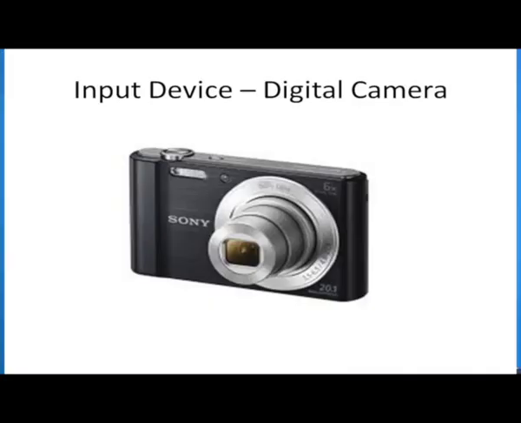Next type of input device is digital camera. You are now watching a digital camera. It is an input device used to capture photos and record videos. The photos or videos are stored in a memory chip inside the camera. The images or videos are then transferred to the computer by plugging it to the computer. Why should the image be transferred? The images are transferred for storing, editing and printing, etc.